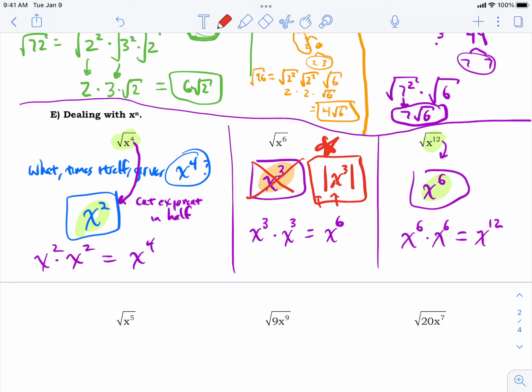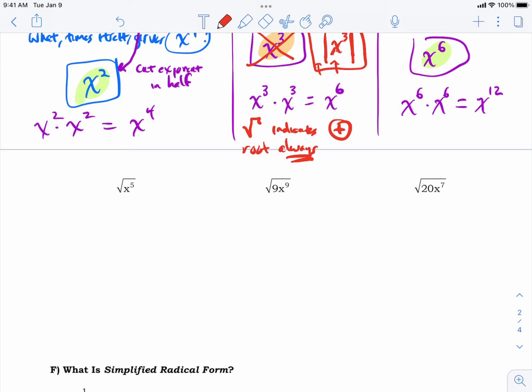Okay, let's see, what do we got? We got 3 more here? Okay. What do we got here? Radical x to the 5th. Well, I was saying something about cutting the exponent in half. Here's the problem with that. If I cut the exponent in half, 5 cut in half is a 2.5. That's no good. So what you've got to do, really, is think of this as x to the 4th times x. Like that.